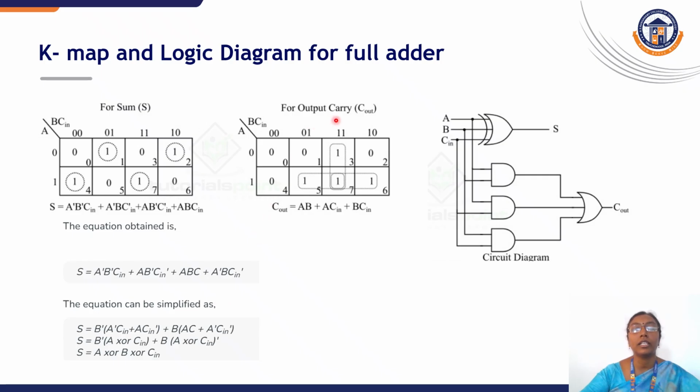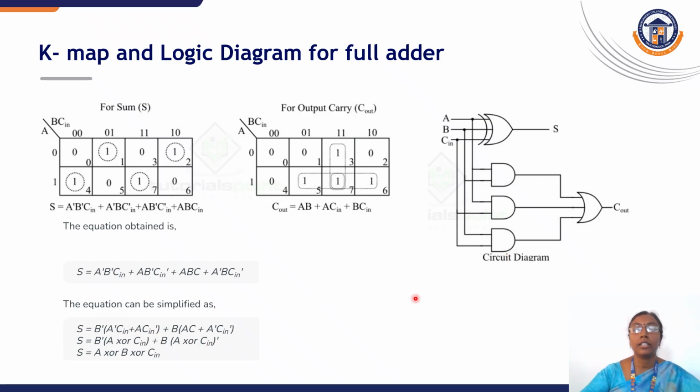And for the carry, when we map the output 1s, the inputs are taken into account and placed in the K-map. When we pair the ones together, we get the sum of products for the carry out like this. And this is the logic diagram for the full adder.